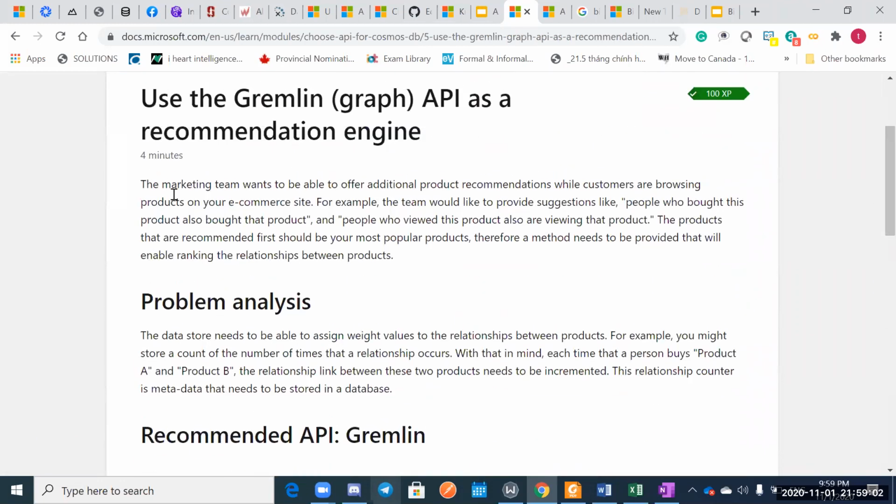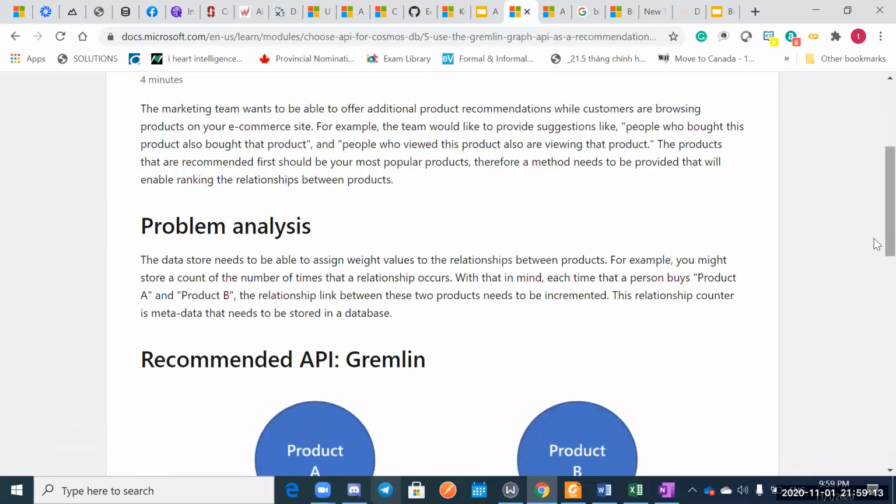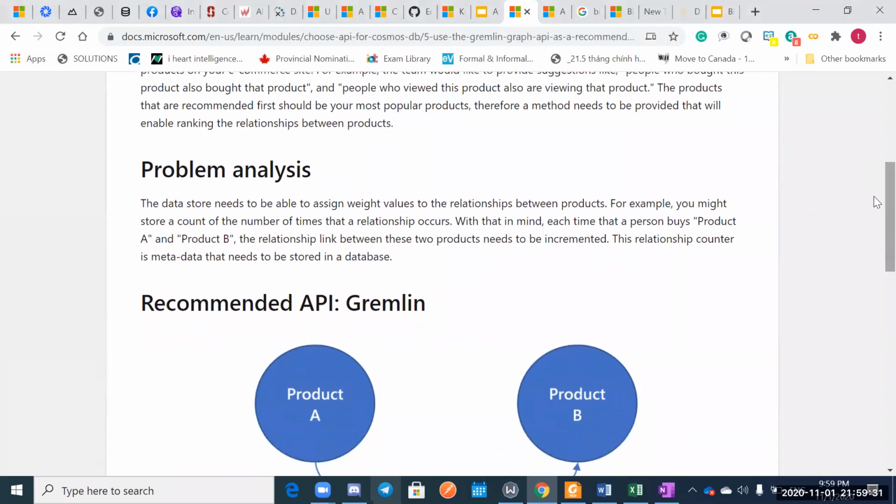So let's see here: the marketing team wants to use additional product recommendations while the customer uses the site. Okay, let's have 1 minute to read this. I don't want to just read it out and have you guys lost. Here, let me send you the link and we will go through this together. I just sent you the link over chat.